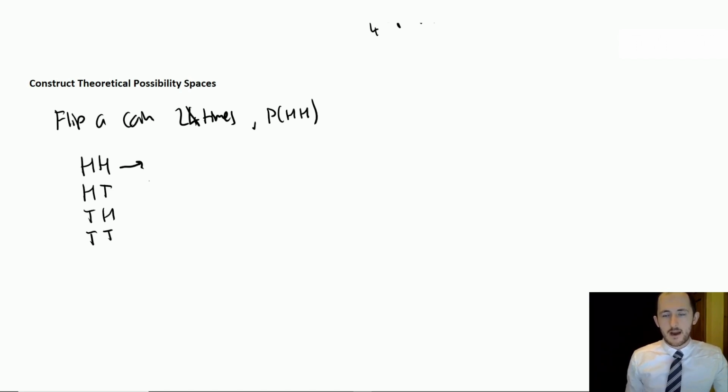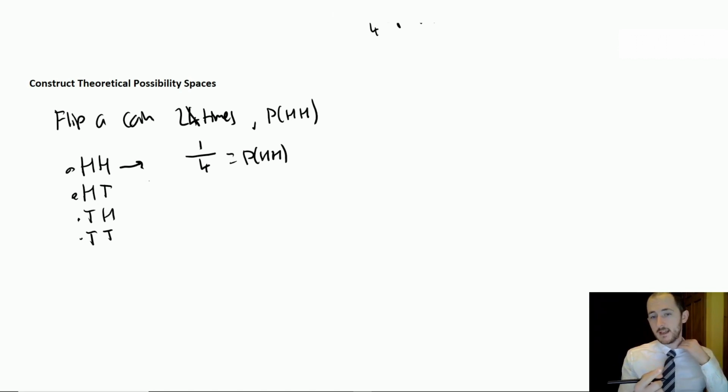So this is my desired outcome. There's only one desired outcome. How many do I have in total? 1, 2, 3, 4. So my probability is 1 over 4, because there's only one way I can get 2 heads when I flip a coin twice out of 4 possibilities. This thing I've drawn on the left is a theoretical probability space. It's not really a formal thing, so it's not really something that I'll say, construct a theoretical probability space. Instead, it's just something you can use to work out an answer.